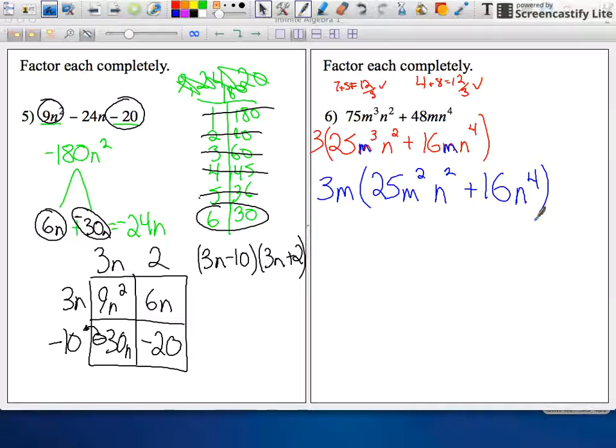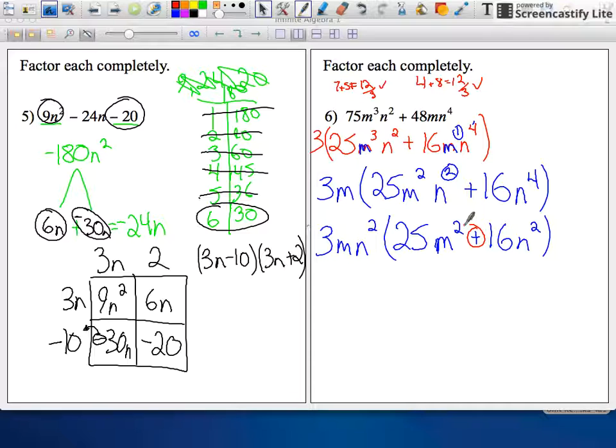When I do the same thing for the letter n, I get 3m n squared, because squared is the lowest exponent, just like 1 was the lowest exponent for m. So what I get is 25m squared plus 16n squared. And now I look at this and I say, oh wait. This looks like perfect squares, but this is an addition problem, okay? Meaning that we cannot do anything else to this, and that is our final answer.